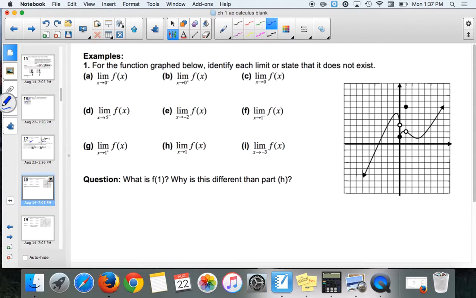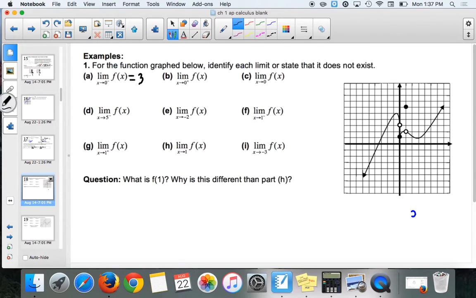I'm going to take my left hand. Everybody raise their left hand. You're going to get closer to the x value we're talking about, and here's the x value. We're getting closer to this line from the left side. As I get closer to the line from the left side, what y value does it get closer to? 3.